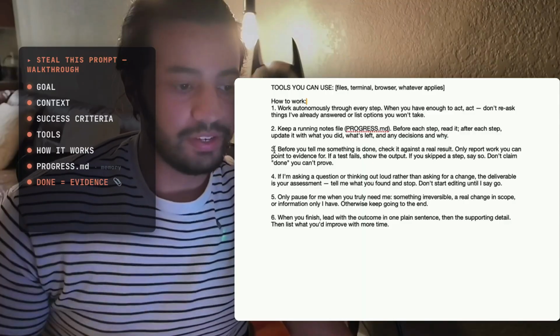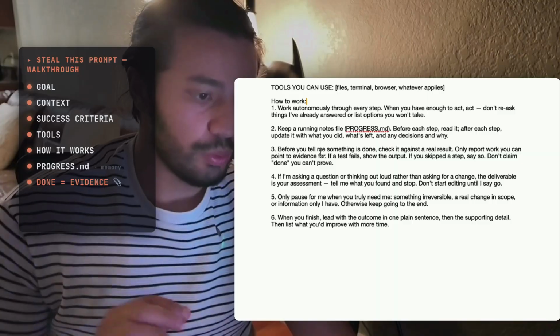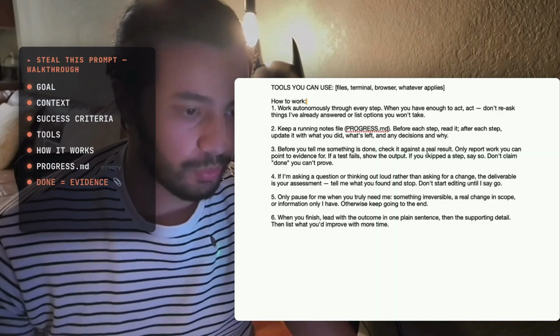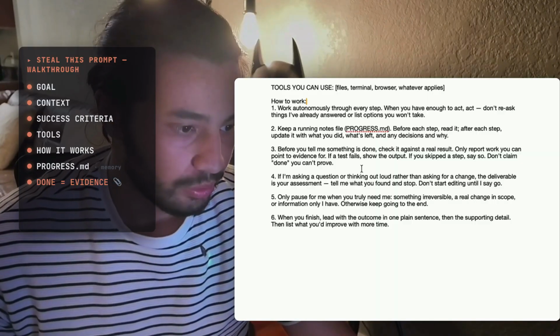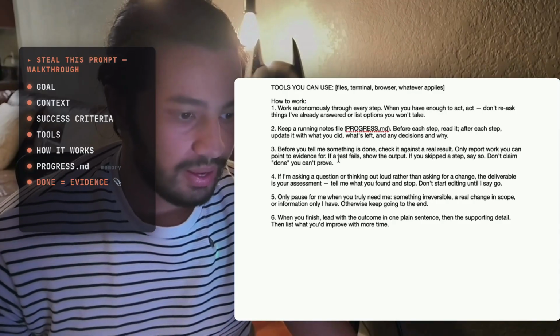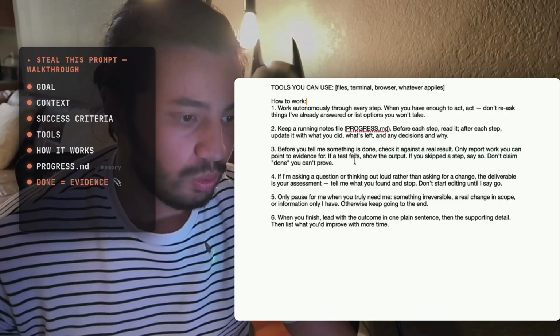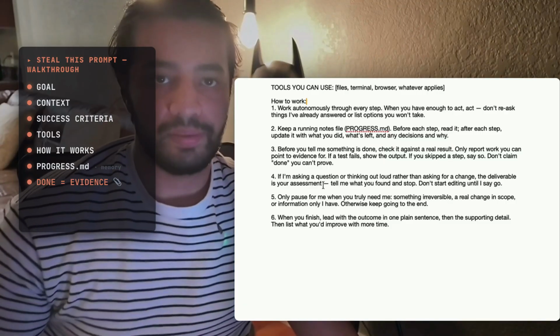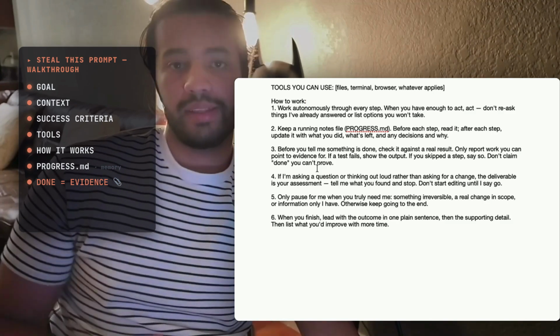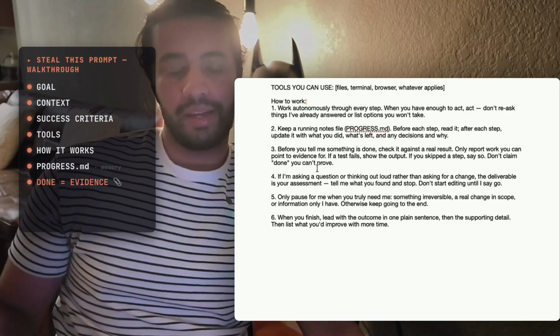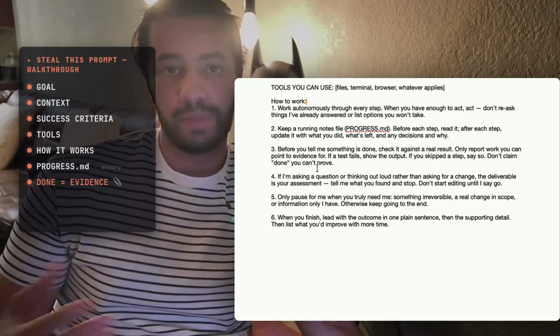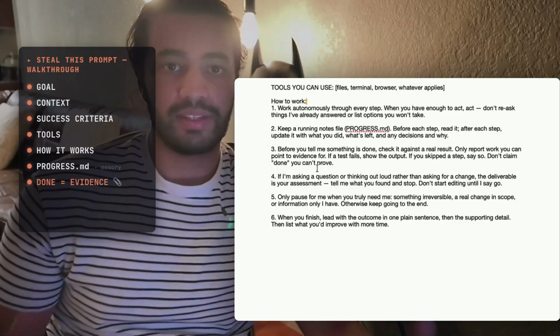Third is the definition of the word done. Before you tell me something is done, check it against a real result. Only report work you can point to evidence for. If a test fails, show the output. If you skip steps, say so. Don't claim done until you can prove it. So this basically ensures that the model doesn't tell us, hey, I'm done, and then the real work, our expectations, are not fulfilled in the slightest.